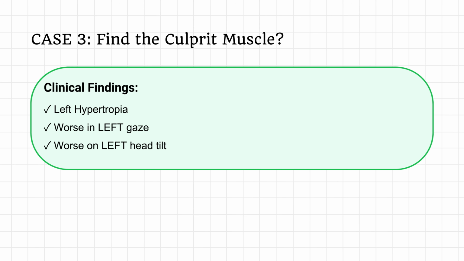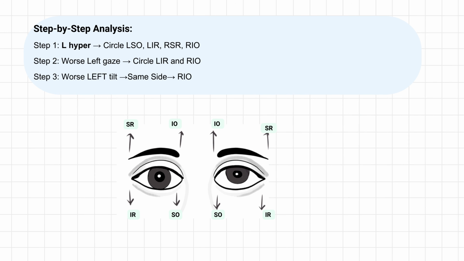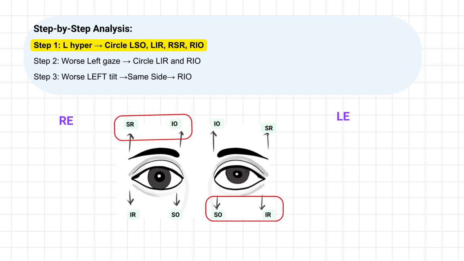Here the patient has left hypertropia, worse in the left gaze and worse on the left head tilt. Again, bring out your cyclovertical diagram. Step number 1, left eye is hypertropic, so we circle the depressors of the left eye, which are the left superior oblique and left inferior rectus. And then we also circle the elevators of the right eye, the right superior rectus and the right inferior oblique. So now we are left with 4 muscles.